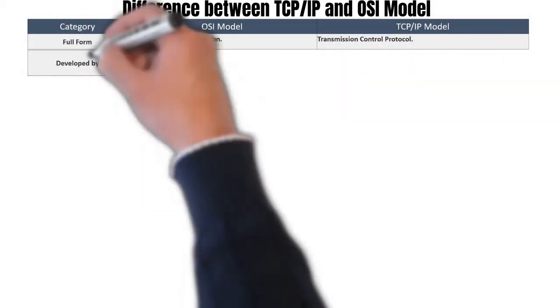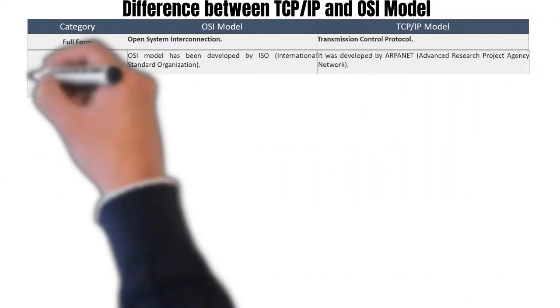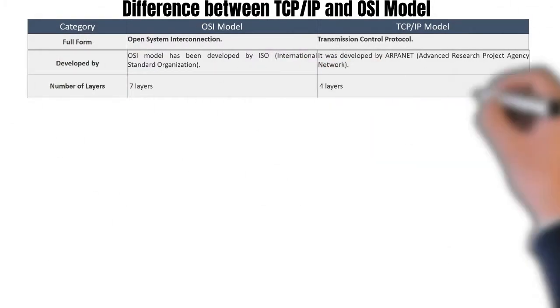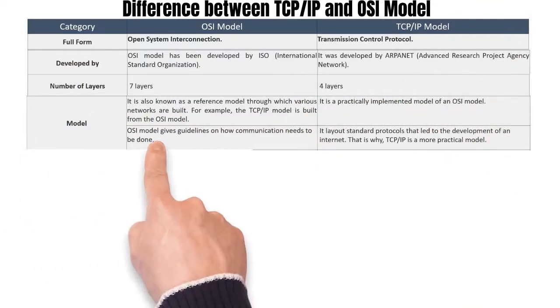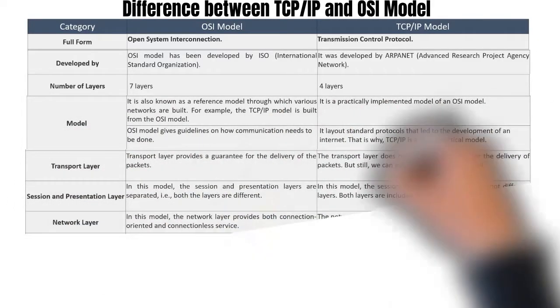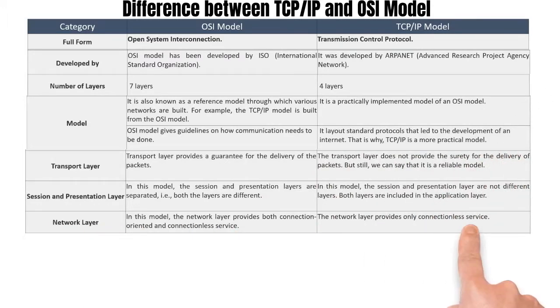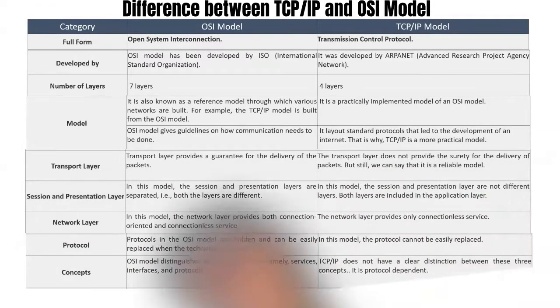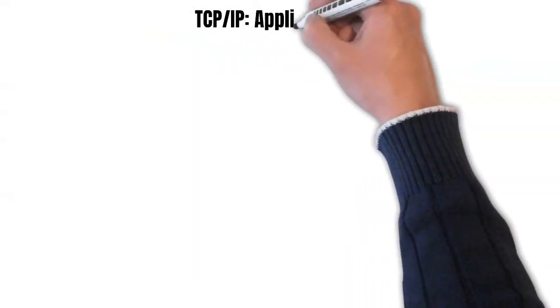In this slide, we highlighted the differences between the OSI and TCP/IP models under certain categories. Who developed each of these models, like ISO versus ARPANET, total number of layers, 7 versus 4, the reference model of the OSI versus the practically implemented model of TCP/IP, the reliability of the transport layer, separation versus inclusion of session and presentation layers, connection-oriented versus connectionless service of the network layer, the protocols, 3 distinguishing concepts, and eventually the usage of both the models.